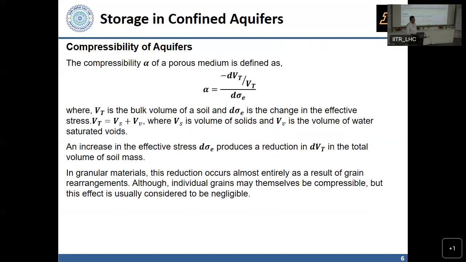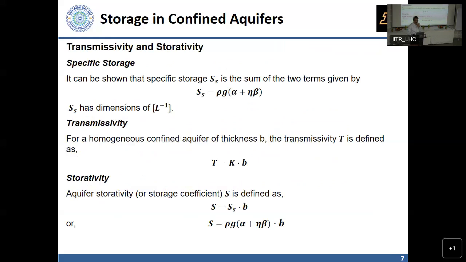So specific storage, it takes a little bit of algebra to show, is related to alpha and beta, which were the compressibility of the porous medium and the compressibility of water. And eta is the porosity, g is gravity, and rho is density. S sub S has dimensions of inverse of length. It is volume of water divided by bulk volume of soil divided by unit change in piezometric head.